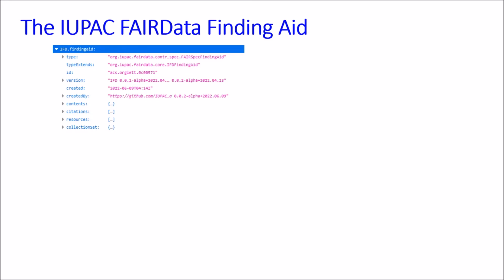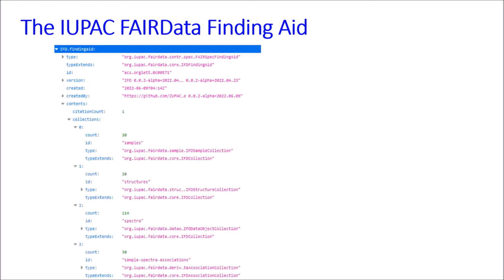One of the important aspects of this is it's subclassable. So for example, this is an IUPAC FAIR Data collection, but we also know it's an IUPAC FAIRSpec finding aid, which has a very specific subclass aspect to this data finding aid itself. We have contents, citations, resources, and the collection set is the key area that has the information. So looking at the contents, we can find out what kind of collections, sub-collections we have within this collection, in a very clear specification based on classes of the FAIR data.